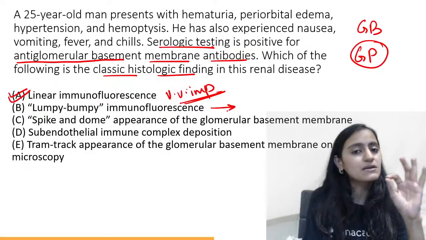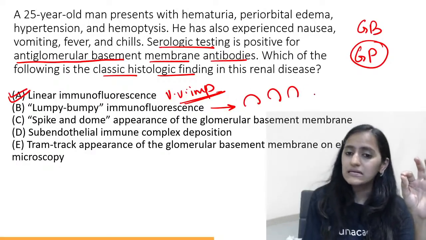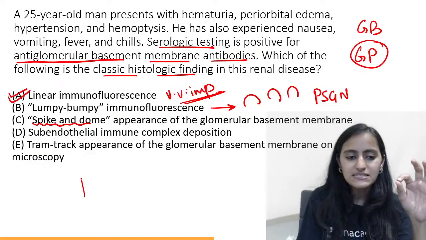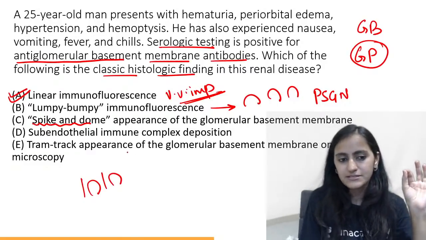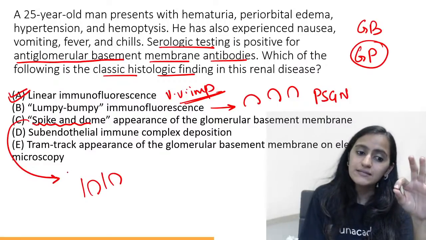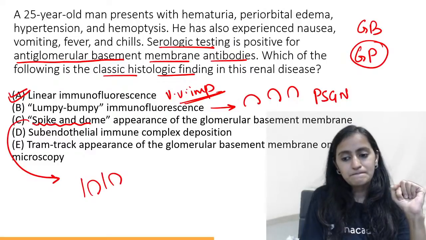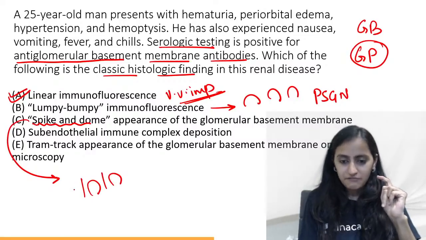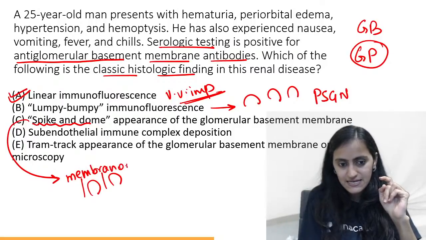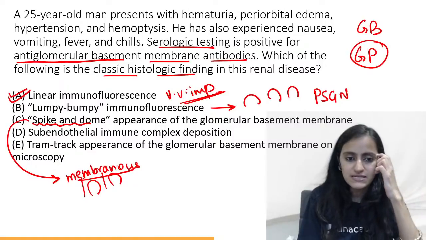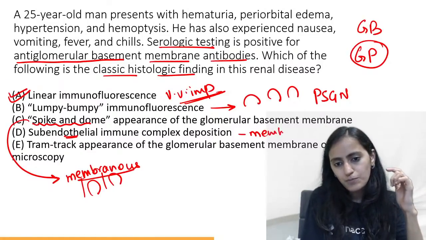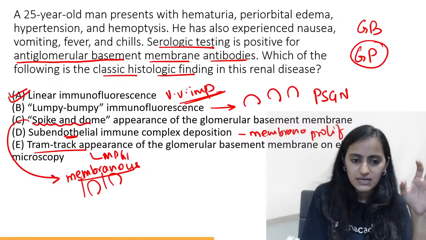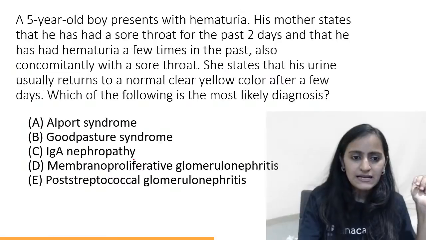Where do you see lumpy bumpy immunofluorescence? Lumpy bumpy is your post-streptococcal, right? Very important again, spike and dome appearance. Where do you see the spike and dome appearance? Very good. That is seen in your membranous nephropathy. Remember, spike and dome is seen there. Subendothelial is your membranoproliferative. Tram-track appearance is your MPGN again. Tram-track is membranoproliferative. Alright, let's see the next question now.